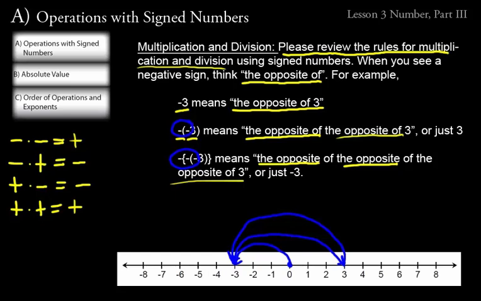Division actually works the same way. So if you have a negative over a negative, that also equals a positive result. If you had a negative over a positive, that's going to give you a negative result. If you had a positive over a negative, that will also be a negative result. And if you had a positive over a positive, that gives you a positive result too.